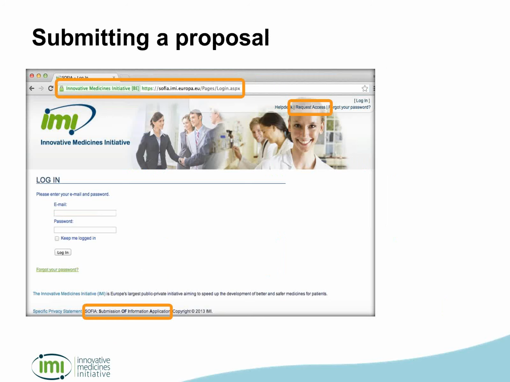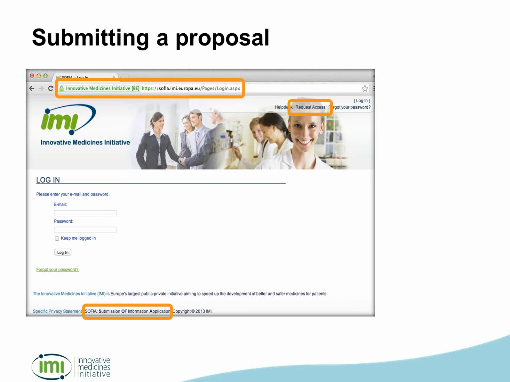Okay, so moving on to a bit more practical elements of how to submit a proposal. The IMI Call 7 is using the IMI Sofia submission tool. It's sofia.imi.europa.eu. If you go there, you have to, first of all, request access, which will give you a password, and then using that password you can have access to the tool, and submitting a proposal then is reasonably straightforward.